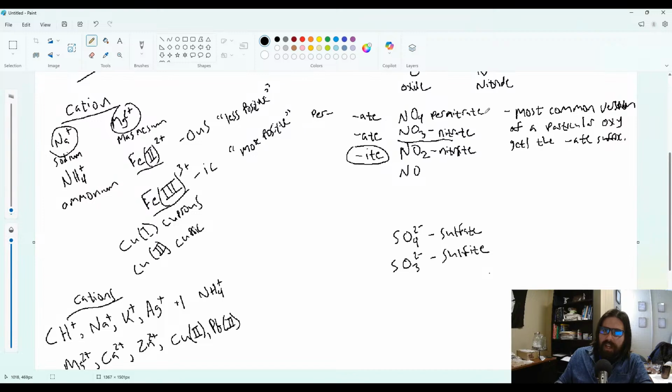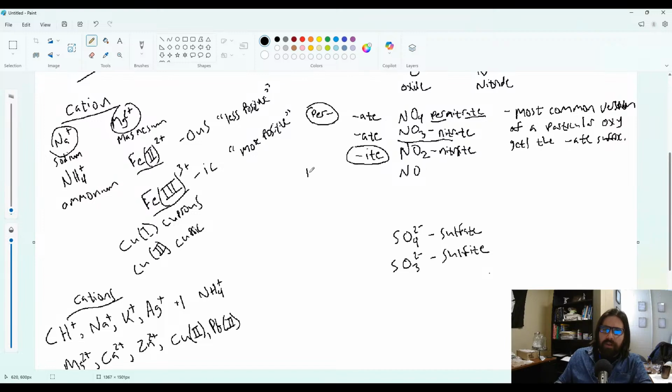Okay. The "ate" tells me that it is close to the most common version, and the "per" tells me that it has one more oxygen than the most common version. So perchlorate nitrate, the "per" tells me that I have one more oxygen than the most common version.